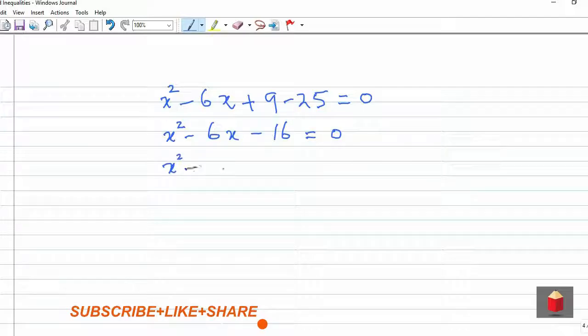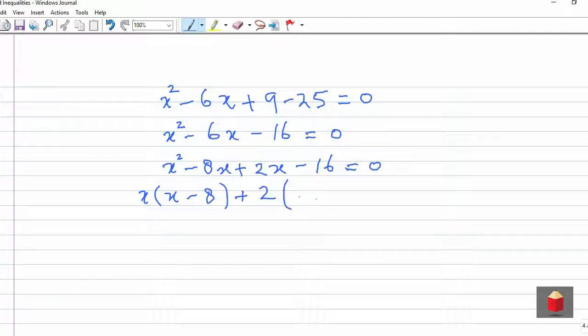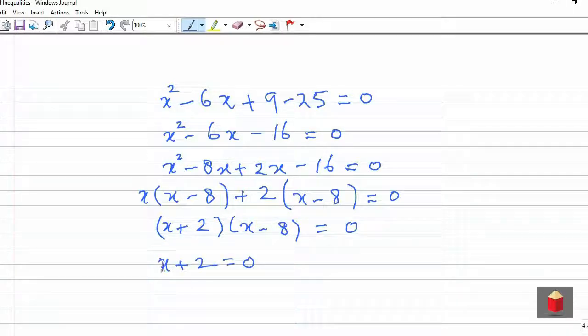Now this is a quadratic equation and can easily be solved by factorization by splitting the middle term of the equation. Now taking x common from the first two terms and taking 2 common from the last two terms, we get x times (x minus 8) plus 2 times (x minus 8) equals 0, which factorizes to (x plus 2) times (x minus 8) equals 0. Now x plus 2 equals 0 or x minus 8 equals 0, which gives us x equals negative 2 or x equals 8 is the solution of the equation.